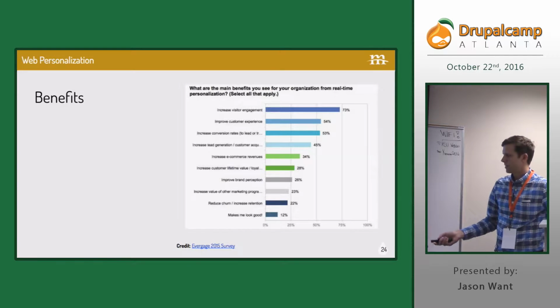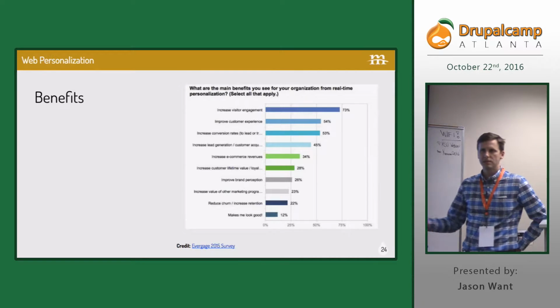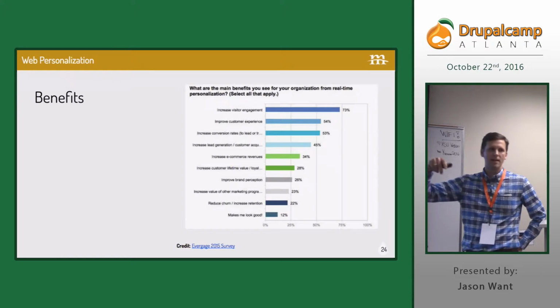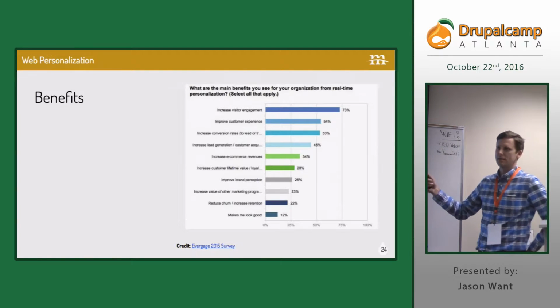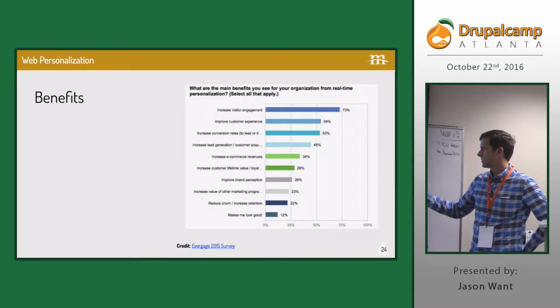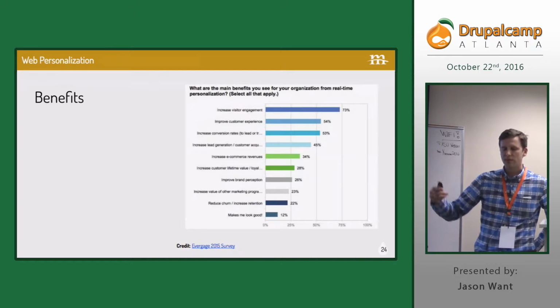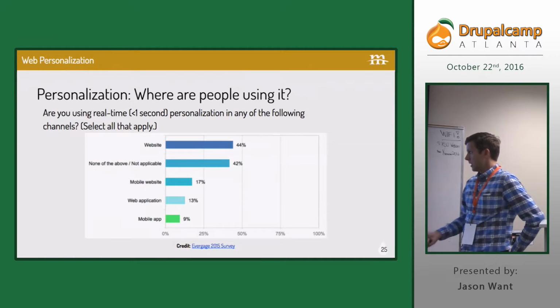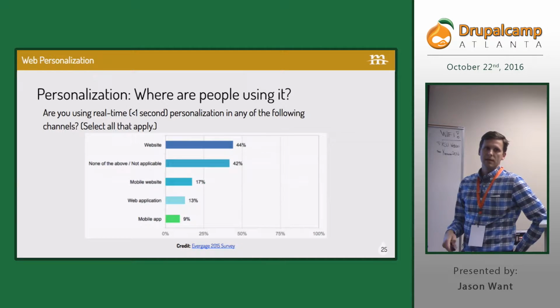Evergage put together a survey in 2015 just to get information about why people are considering personalization. This survey is available. You can go through a gated form to get the white paper and get the information yourself. But what people are after is increased visitor engagement. 73% of the survey participants have a perceived benefit that they're going to get more engagement out of the site visitors.